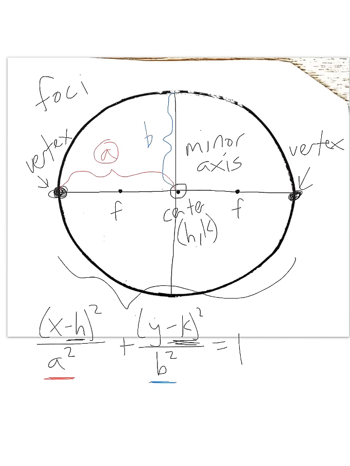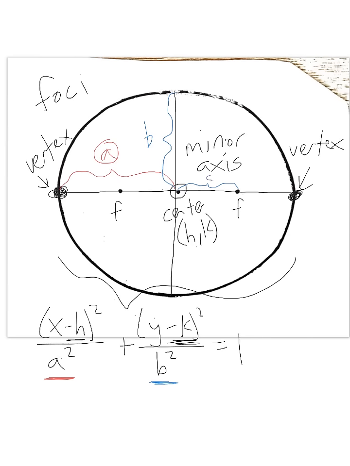And notice here it's b squared. So the square root of that bottom number is going to be your b value. Now, there is a relationship between a, b, and c. And I haven't once talked about c yet. But c is the distance from the center to the focus point. That is c. We call that c.